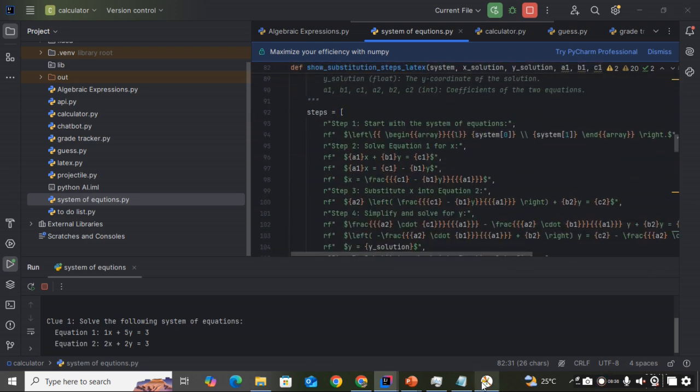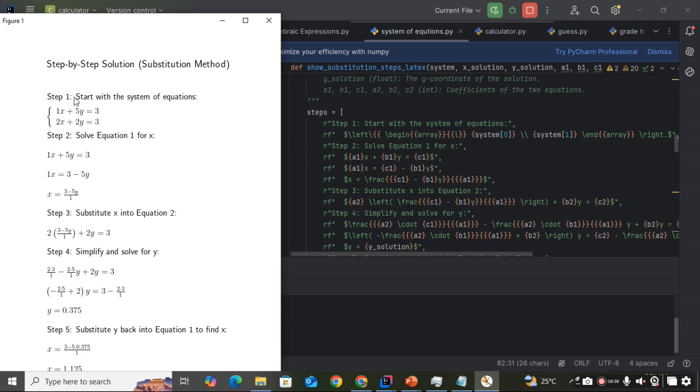Now, in the first line, we start with the system of equations. So that's step 1, and you can see it here, where we advertise system 0 and system 1. So you have these two systems of equations. Now we solve equation 1 for x. Now how do we do that? Well, the solution to that is just C1, and then you transpose the B1y to the other side and divide it by the coefficient of x, which is A1 in this case.